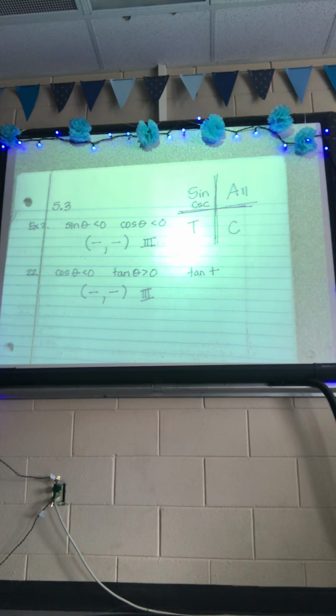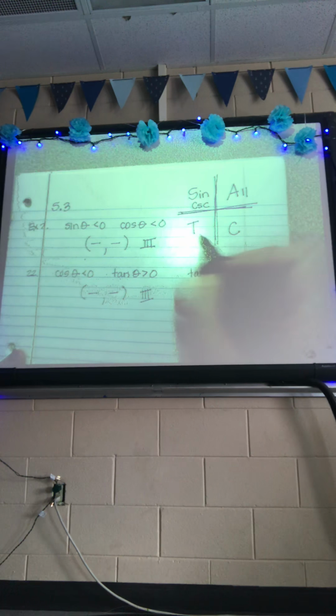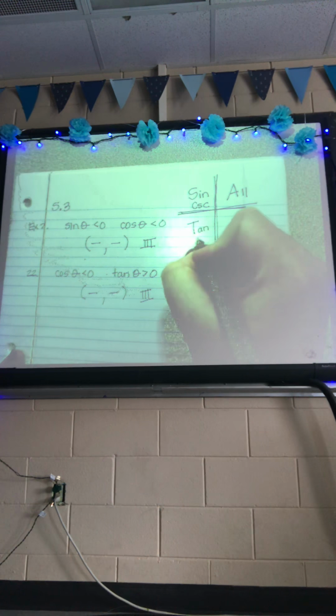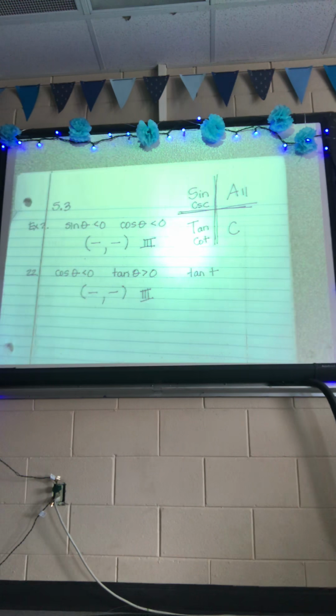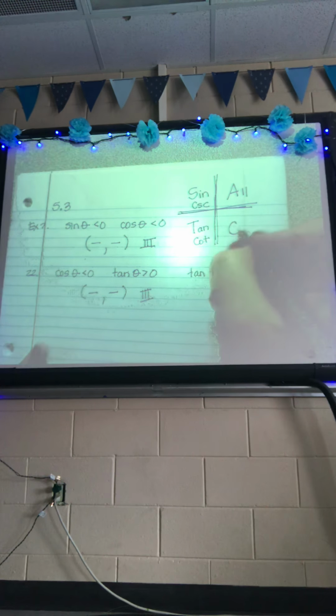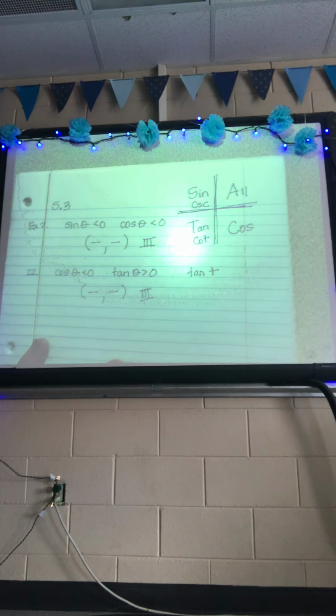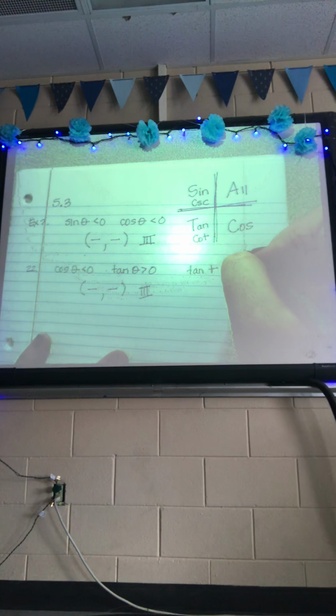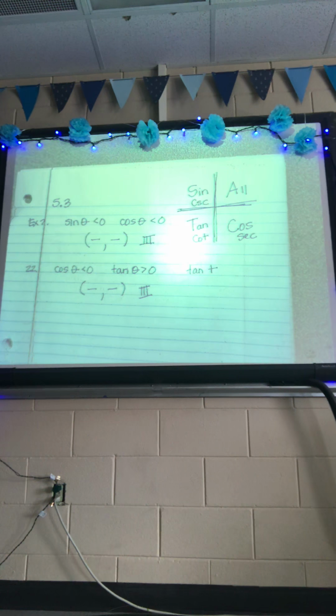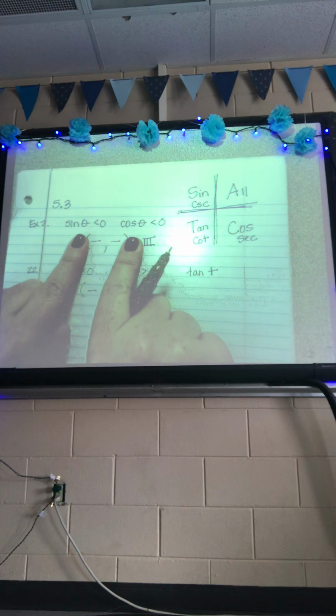Only those things. T, the tangent, and the reciprocal of tangent is cotangent. So in that quadrant, tangent and cotangent are positive. And then over here, cosine, and the reciprocal of cosine is secant. Those are positive. This just tells you what is positive. So let's go back to this one right here, and let me try to tell you how you would use this, okay?